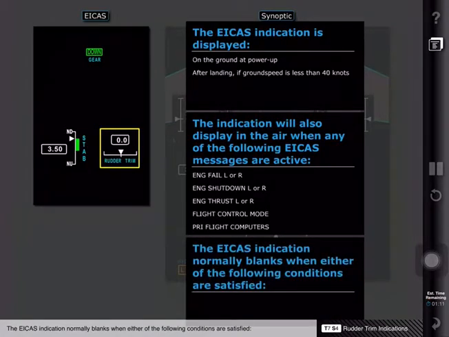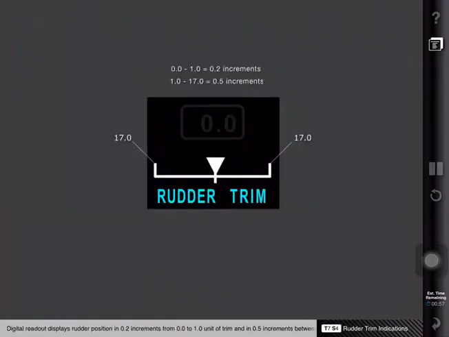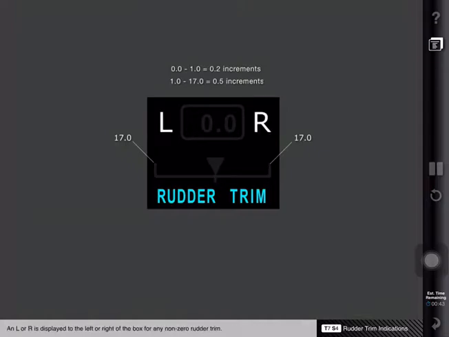The ICAS indication normally blanks when either of the following conditions are satisfied: gear up for 10 seconds, or 60 seconds after liftoff. A digital readout displays rudder position in 0.2 increments from 0 to 1 unit of trim and in 0.5 increments between 1 and 17 units of trim. An L or R is displayed to the left or right of the box for any non-zero rudder trim. A corresponding pointer position is displayed on the line scale below.